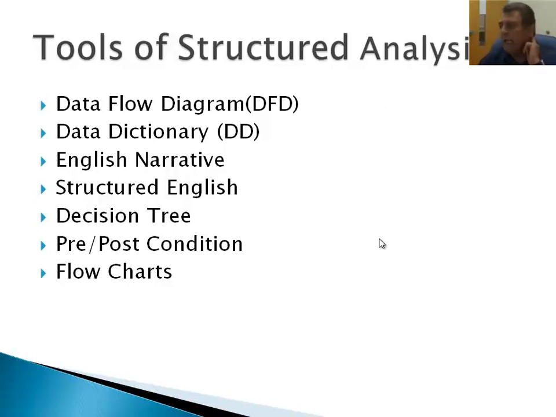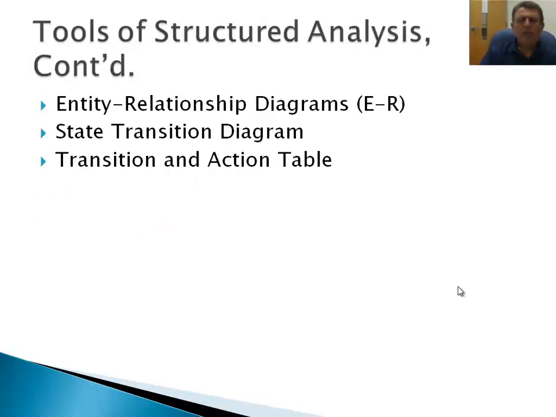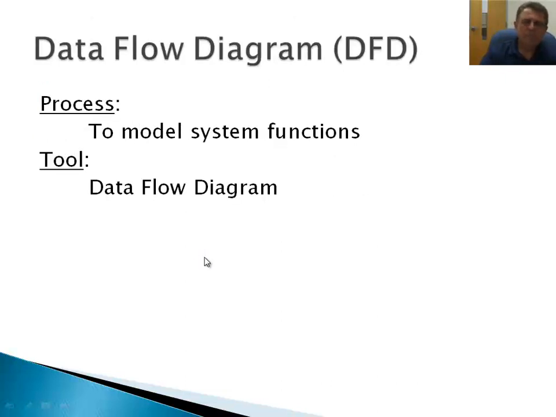Of course, as you remember, we also discussed a context diagram in last class, and we said that is also a tool. But we discussed enough of that one, so we are just going to talk about some of these in today's lecture. And continuing with those tools: entity relationship diagram, state transition diagram, transition and action table.